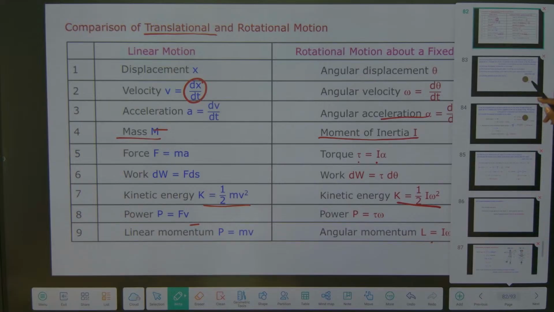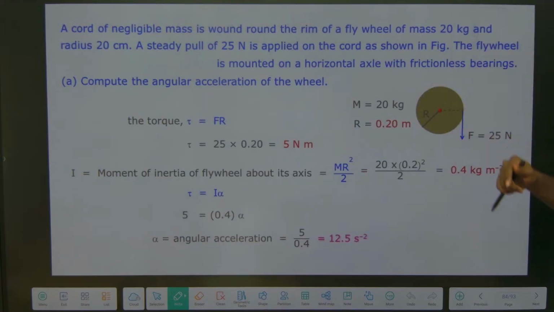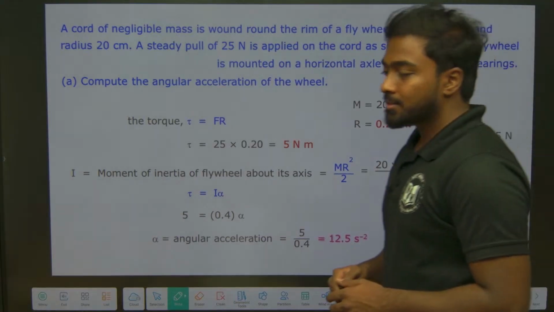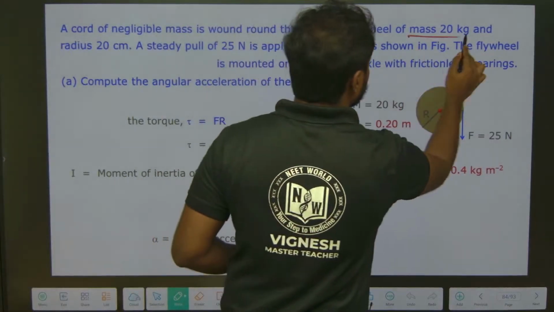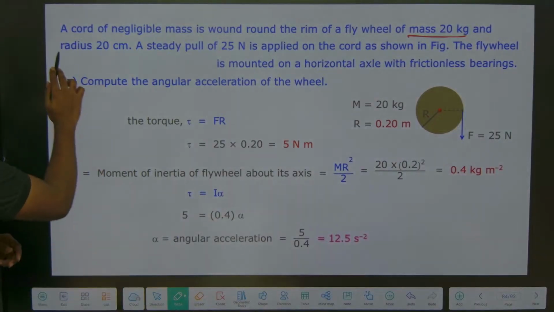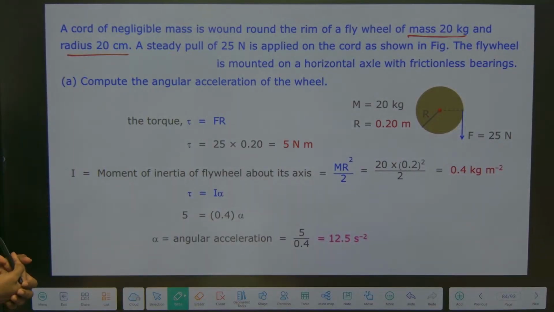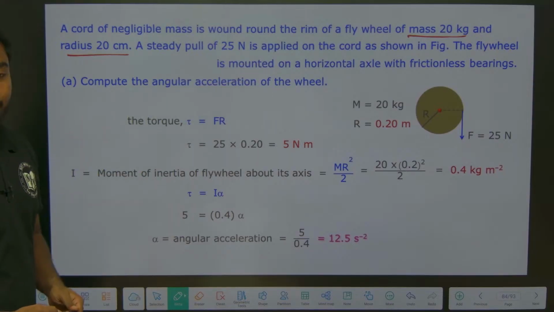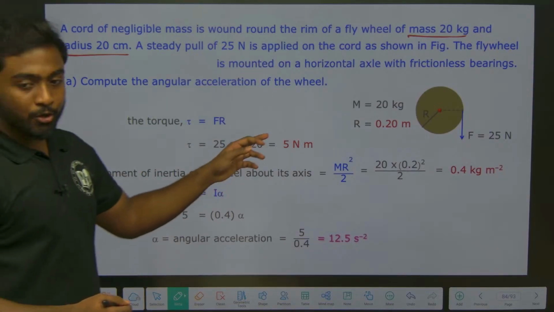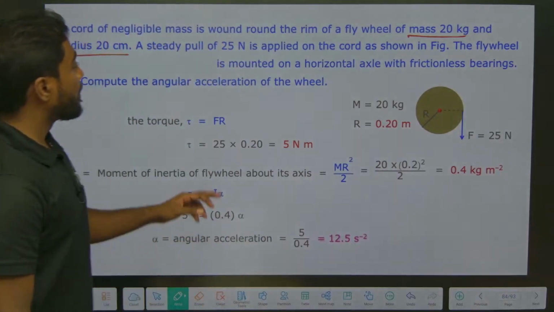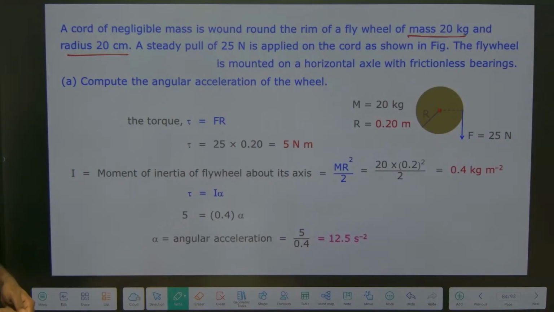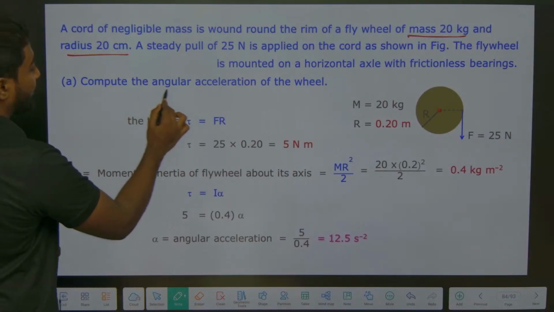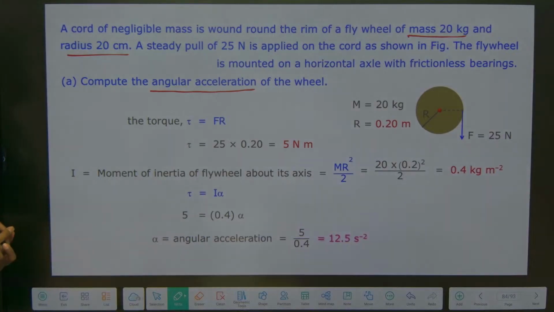Okay, we'll see a problem. A cord of negligible mass is wound round the rim of a flywheel of mass 20 kg and radius 20 centimeter. A steady pull of 25 Newton is applied on the cord as shown in the given figure. The flywheel is mounted on a horizontal axle with frictionless bearings. First, compute the angular acceleration of the wheel.